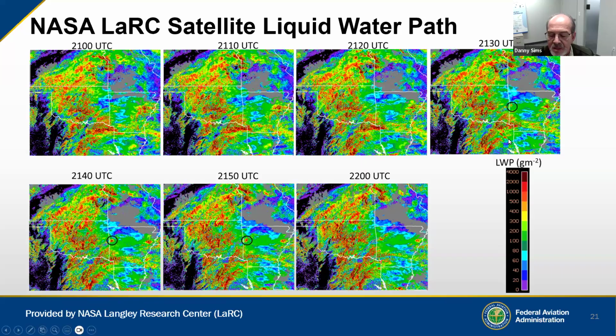Basically, what that's telling us is that there's more liquid water in this area. Then from 2130 to 2140, we see this growing. 2150, it's still there. 2200, it's there also. This coincides with that updraft that we witnessed in the radar analysis.